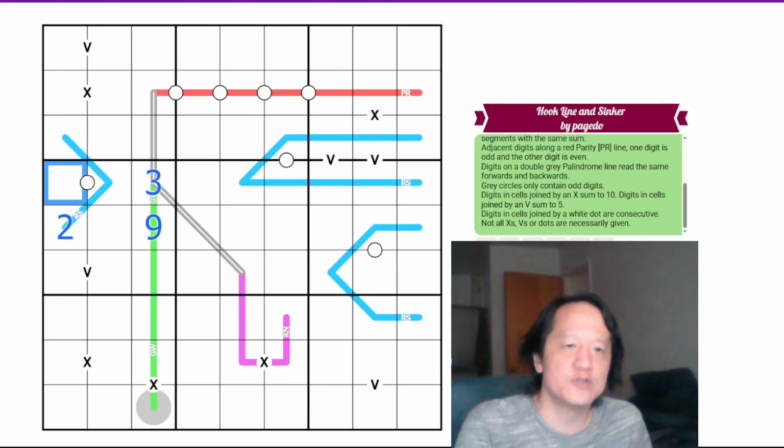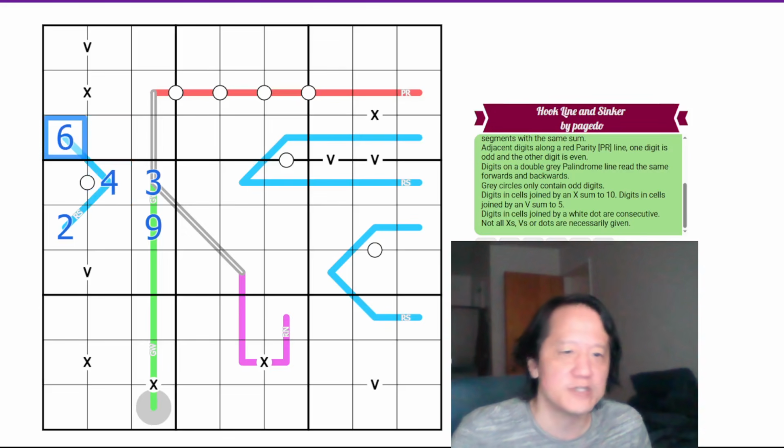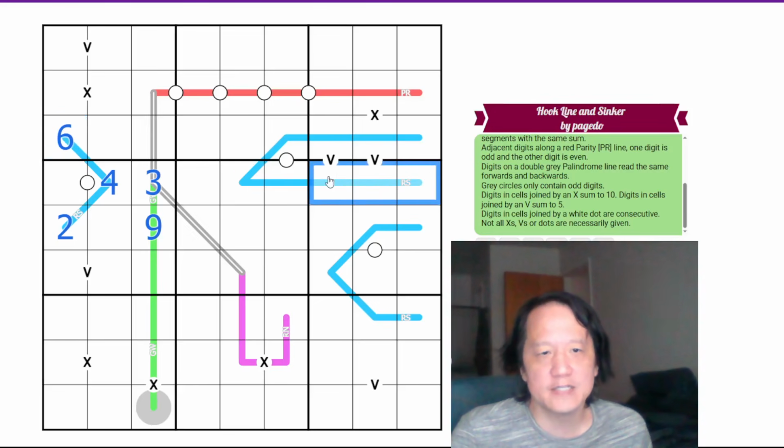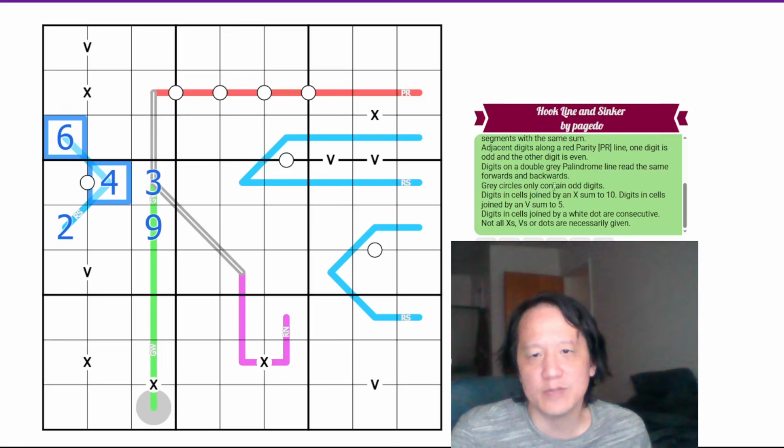So we could have 2 and 4 here, and then this would be 6, because these two digits must sum up to the same sum as this segment here, which is a single digit. So that's an example of how region sum lines work.